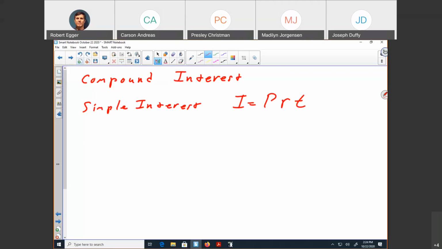Compound interest is your amount, your principal, times 1 plus R over N, to the NT. So it's a little more involved of an equation. The good thing about it, all we're going to do is always look for the amount. Okay. Pieces parts: P is principal, which is the amount of money you started with.